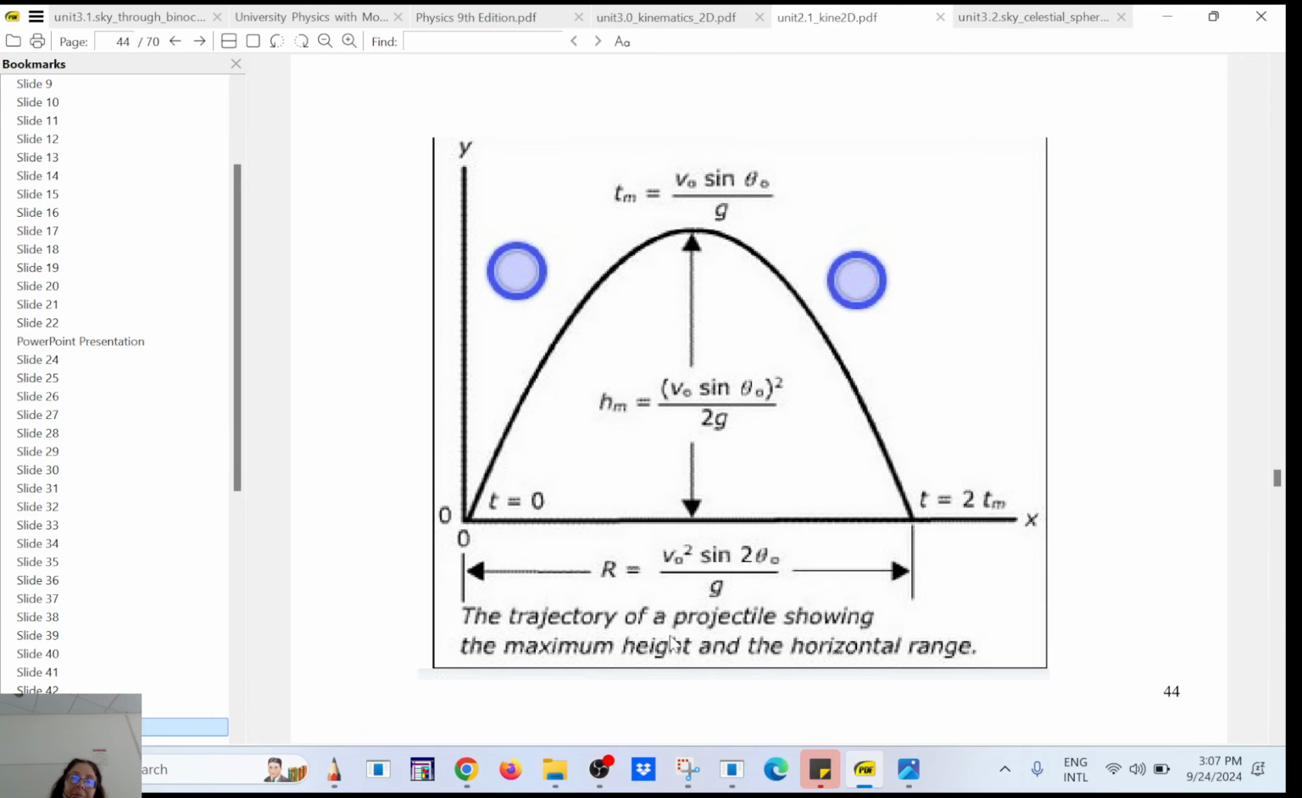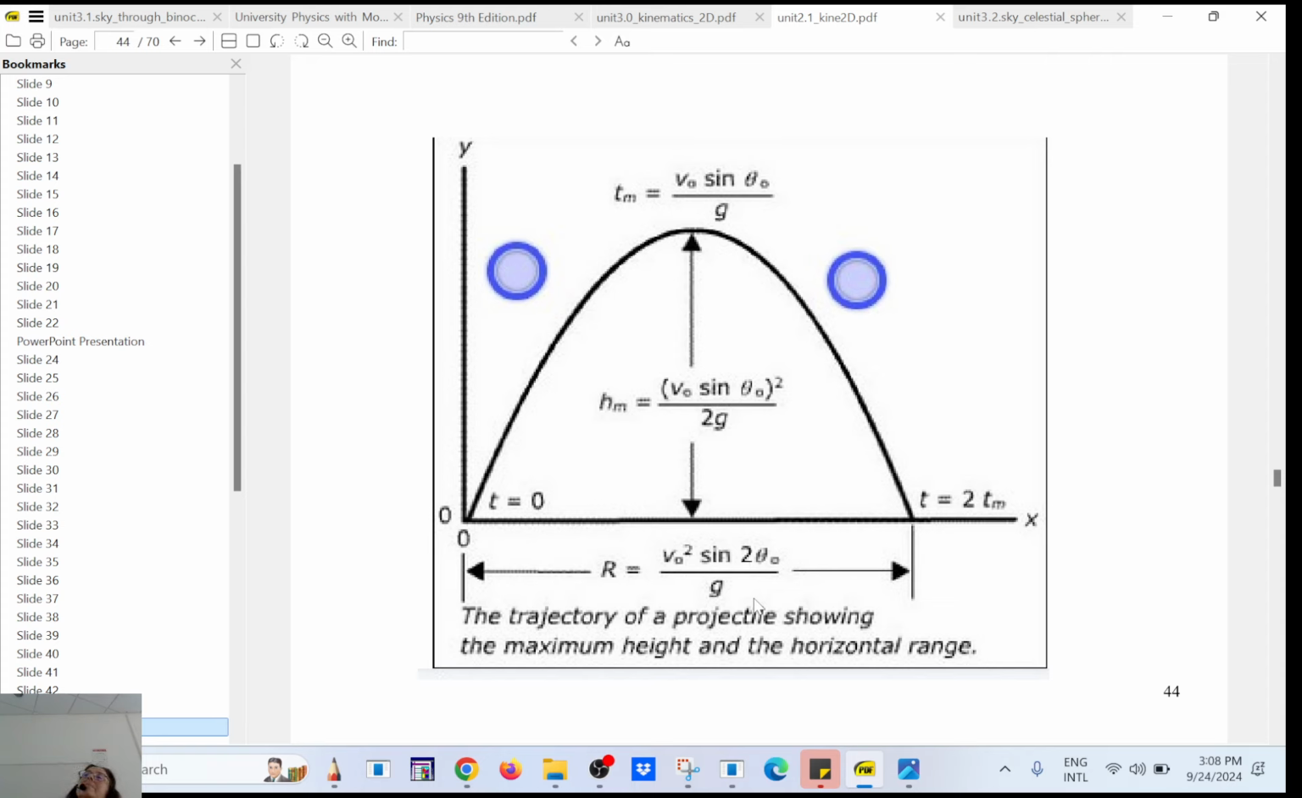So I'm skipping that. Sometimes in your textbook, you can see they give you an equation for maximum height and for maximum range. This is called the range. How do we find this equation? It's not that hard. You massage the two sets of equations, and you're going to get that. Just have to trust me. You don't need to memorize anything.